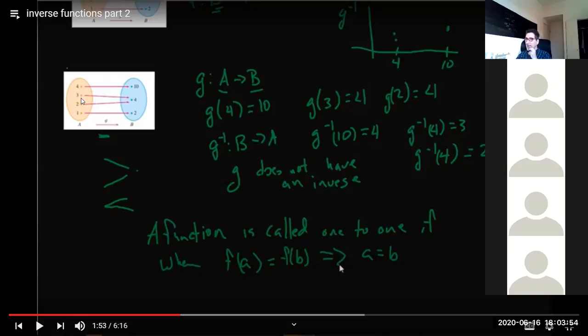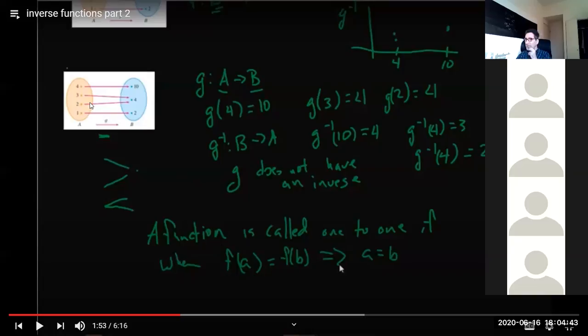I'll say it once more. Here's a and here's b. So a is 3 and b is 2. Is it true that g of a is equal to g of b in that case? Yes, it is true that g of a equals g of b because g of 3 is the same as g of 2. But if we want to call this function 1 to 1, then whenever g of a is equal to g of b, it has to be true that a equals b. Well, it's not true here. A is 3 and b is 2. They're not equal. So therefore, we cannot call this function 1 to 1.